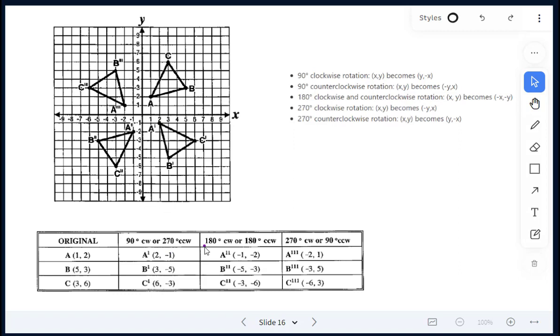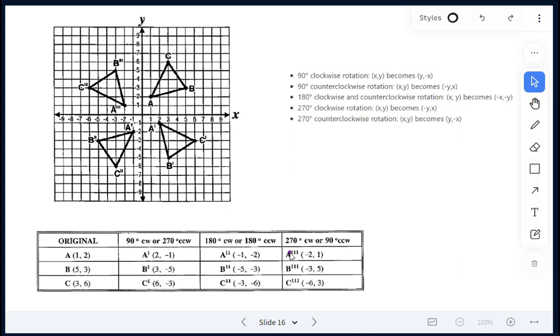And then 180 degrees clockwise is the same thing as 180 degrees counterclockwise. Notice our point was 1, 2, and you just change its sign, so it becomes negative 1 and negative 2.